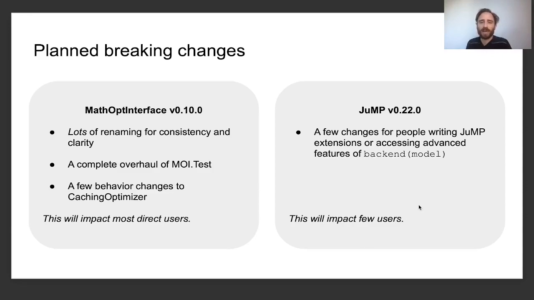So if you've ever called backend(model) and then gone backend(model).model.optimizer and so on, this may change for you, and that's just something to be aware of. But other than that, nothing really is going to change. None of the macro syntax is going to change, and models that you write today in JuMP, assuming you don't call backend(model), should continue to work in JuMP 0.22 and in JuMP 1.0.